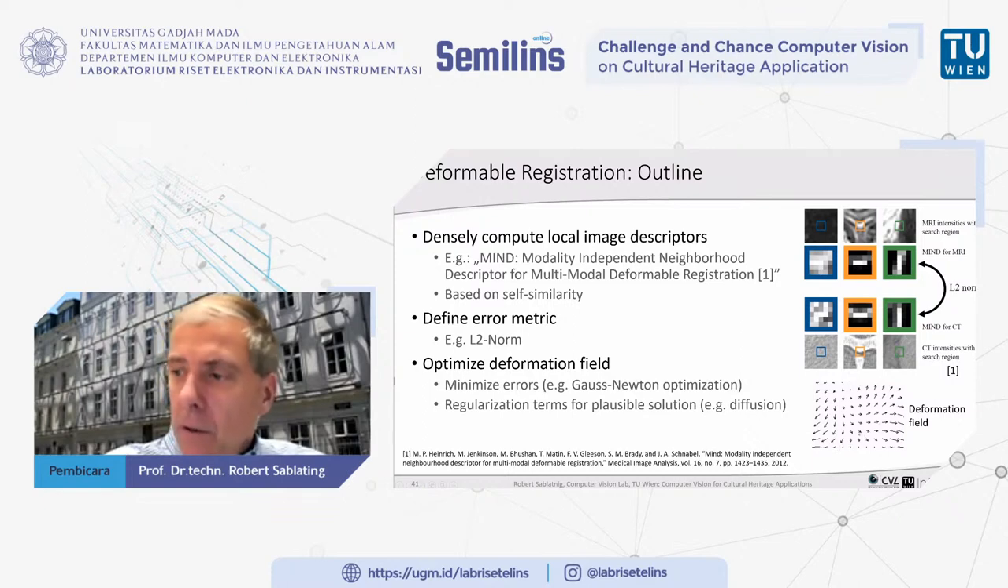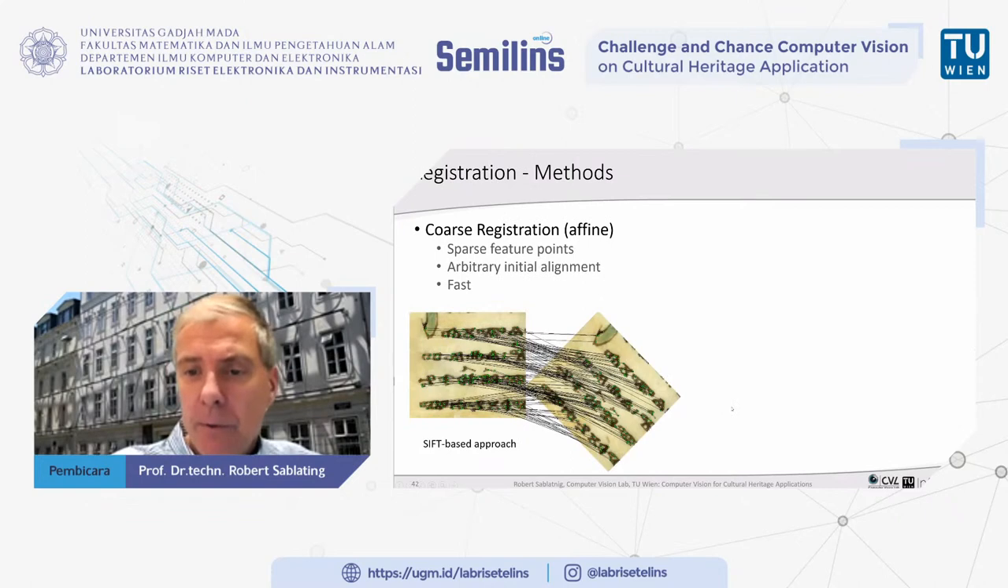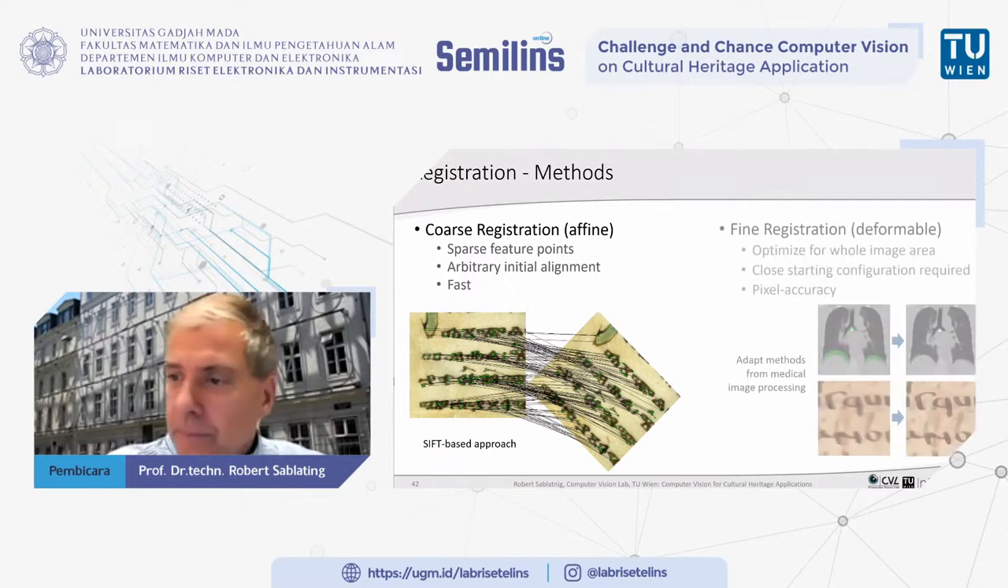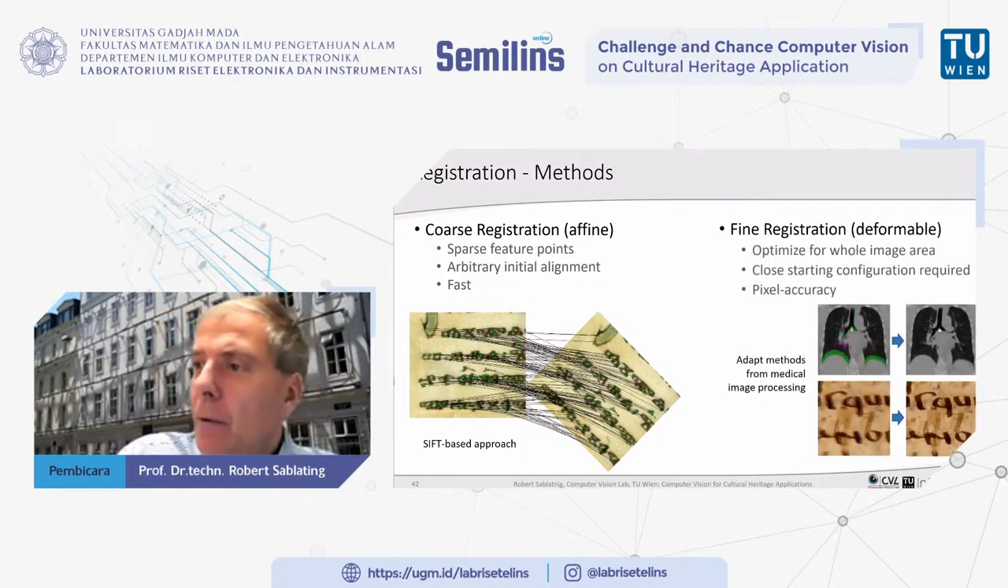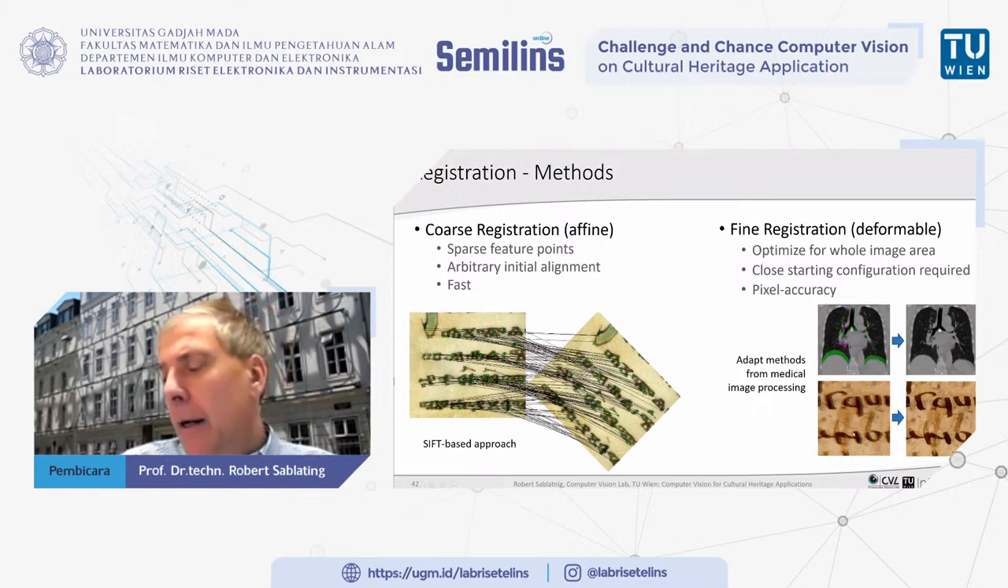So there's really a local registration of all the points, such that they fit to all the other points in all the other channels. How is this done? First we start with a coarse registration, which is of course an affine registration. And afterwards we do this fine registration, where we optimize for the whole image area and close to the starting configuration as acquired. And then we just move in different parts of the image as it's necessary for doing this local fine registration.